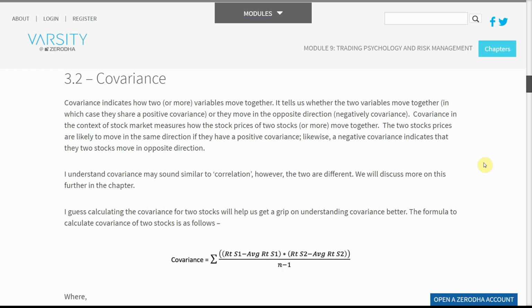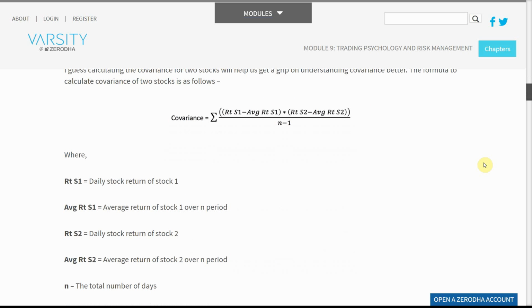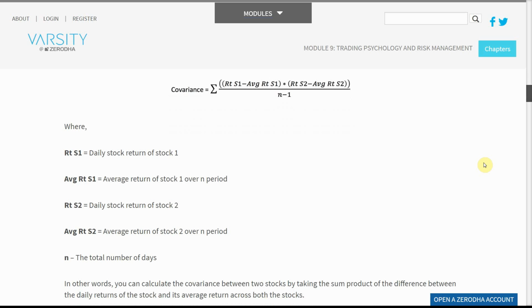I understand covariance may sound similar to correlation. However, the two are different. We will discuss more on this further in the chapter. I guess calculating the covariance for two stocks will help us get a grip on understanding covariance better. The formula to calculate covariance of two stocks is as follows, where RTS1 equals daily stock return of stock 1. AVG RTS1 equals average return of stock 1 over n period. RTS2 equals daily stock return of stock 2. AVG RTS2 equals average return of stock 2 over n period. N equals the total number of days.